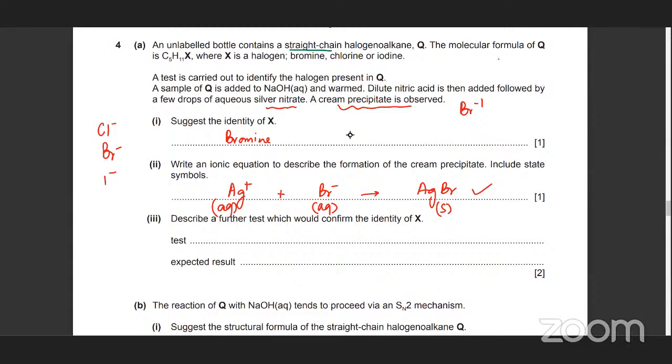Remember that all of them form a precipitate: white precipitate, cream precipitate, and yellow precipitate. But in ammonia, the precipitate of AgI is not soluble. The precipitate of AgCl is always soluble. The precipitate of AgBr is only soluble in concentrated ammonia. So that it dissolves in concentrated ammonia. So the further test is you're going to add aqueous ammonia, and you're going to add concentrated ammonia. And the expected result is that the precipitate dissolves.